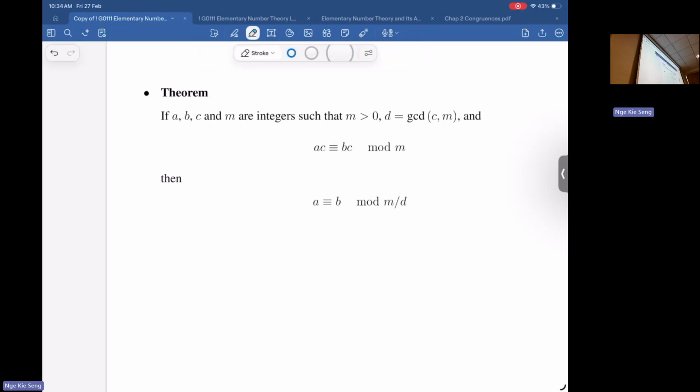Okay, no name. So if A, B, C, and M are integers such that M is greater than 0, so always we'll put a positive integer, mod a positive integer. And then if D is the GCD of C and M, then AC congruent to BC mod M implies that A and B are congruent mod M over D.